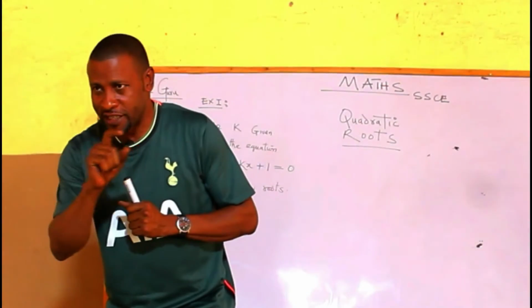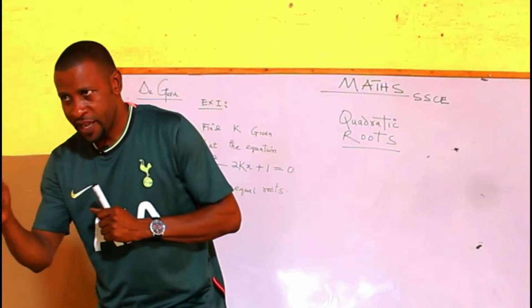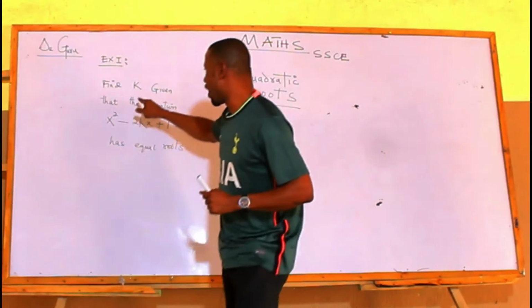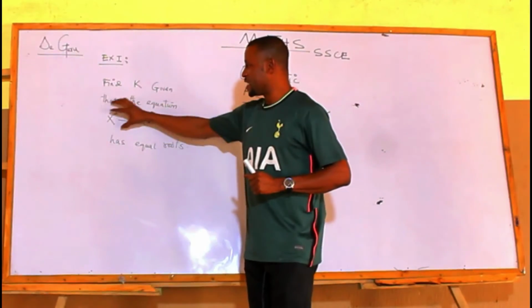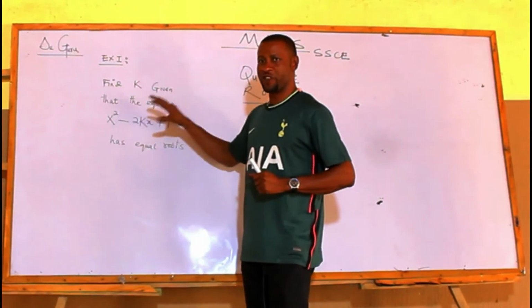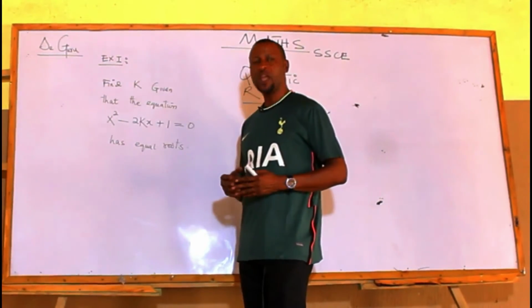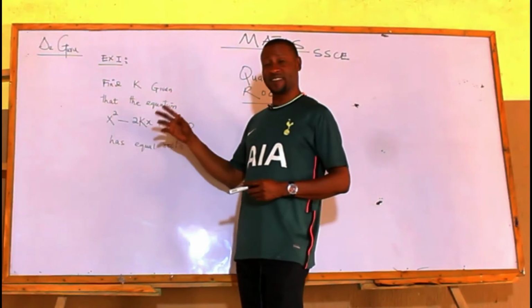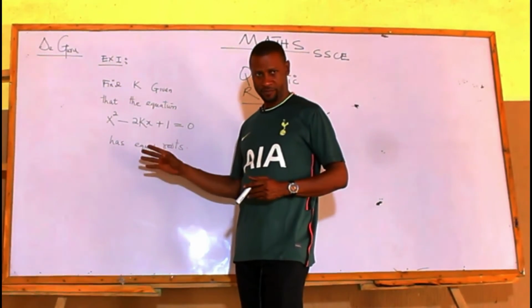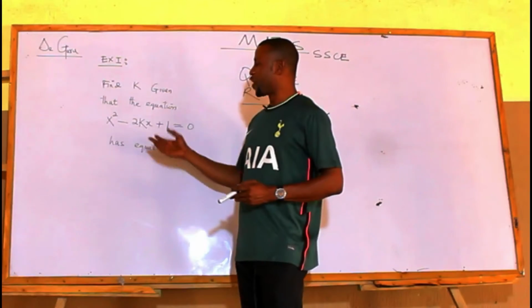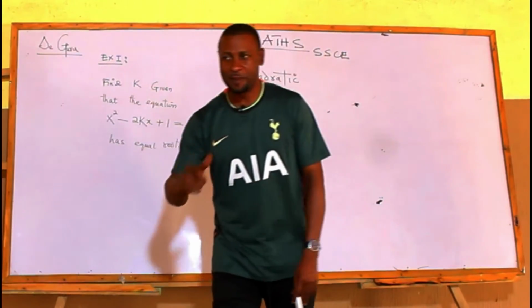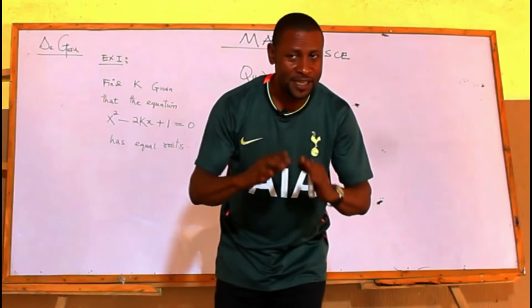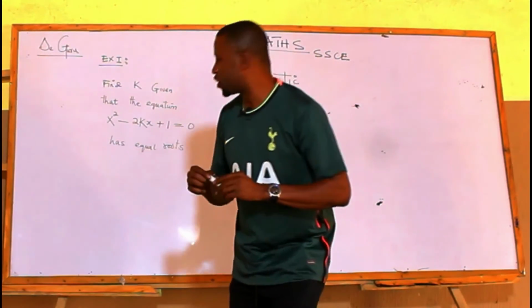A quadratic equation is given to us. They say we should find the value of k in this quadratic equation that will make this equation have equal roots. It's a question on discriminant. The reason is that for a quadratic equation to have equal roots, the discriminant must be equal to what, somebody? So what am I going to do?